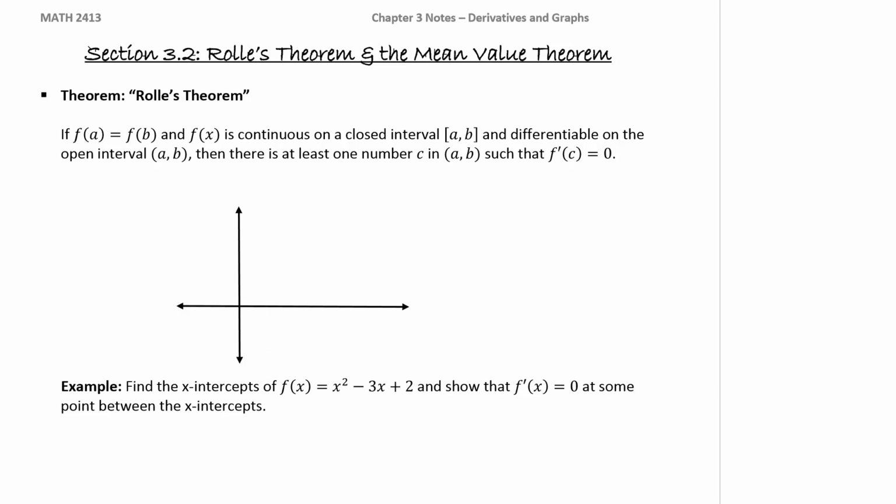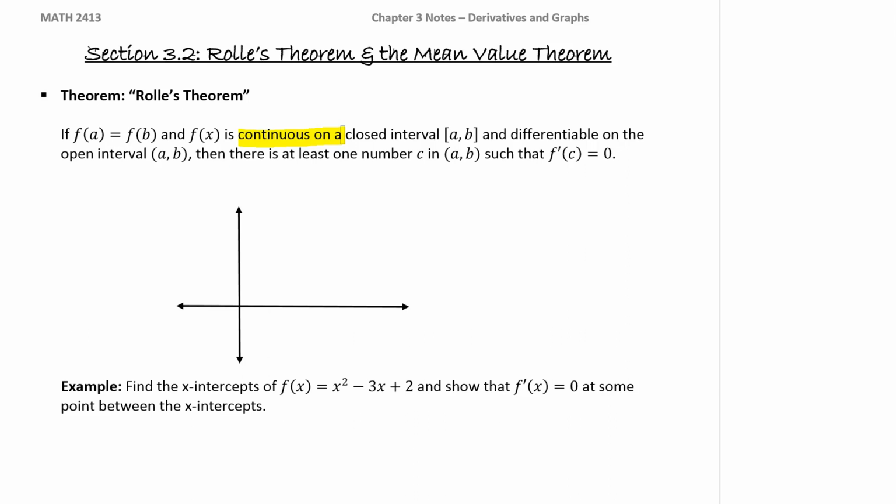In section 3.2, we're going to be looking at our main concepts of Rolle's theorem and the mean value theorem. Now here's what Rolle's theorem says. If f of a is equal to f of b, so basically you have two y values that are the same, and f of x is continuous on that closed interval, and we looked at that idea of continuous on a closed interval when we were looking at things in section 1, and differentiable on the open interval. And we also talked about that idea of when it is not differentiable, like we saw in section 1. Then there's at least one number c in the interval such that your derivative is equal to 0.